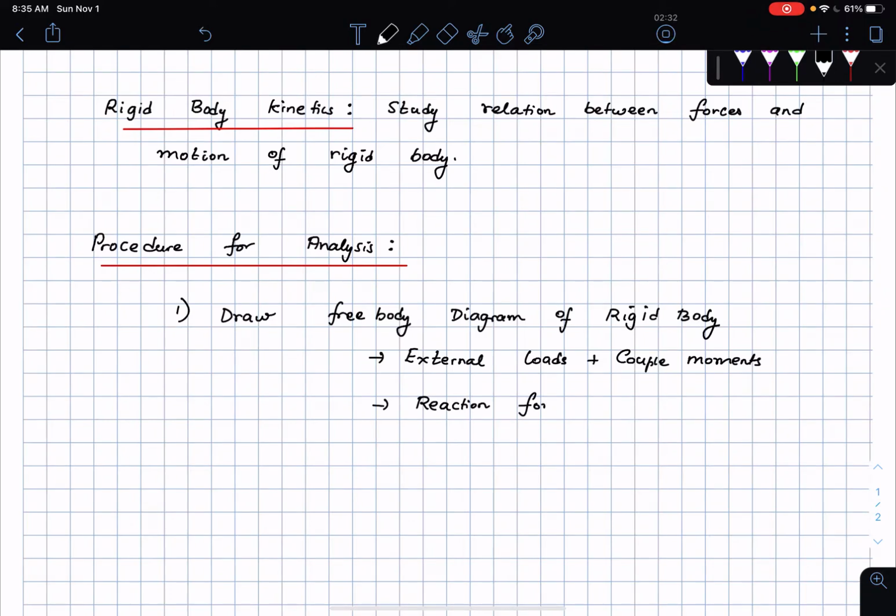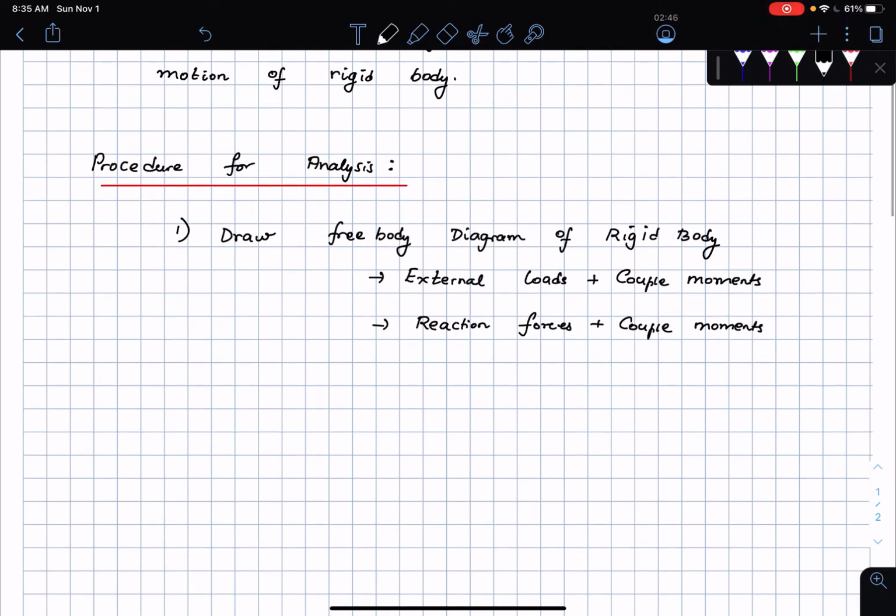Okay, right? If a body is completely fixed, then it's going to have a reaction moment as well, right? So that's also something that you will have to mark on the free body diagram. So we will just call this the FBD. So FBD involves all of these, and then you also dimension the problem. All right, so FBD involves all of these. Then the second thing is you also draw the kinetic diagram.